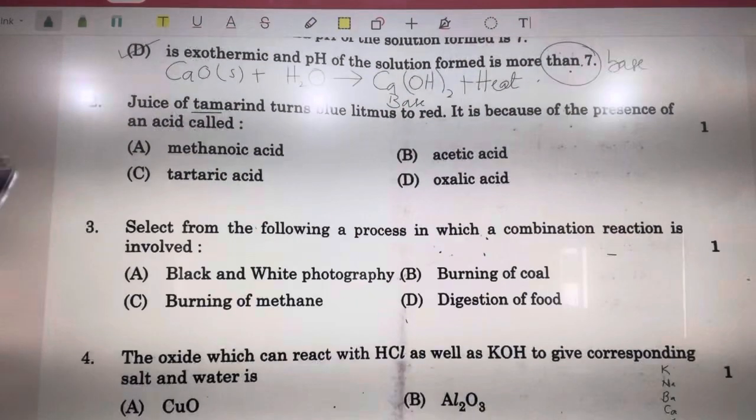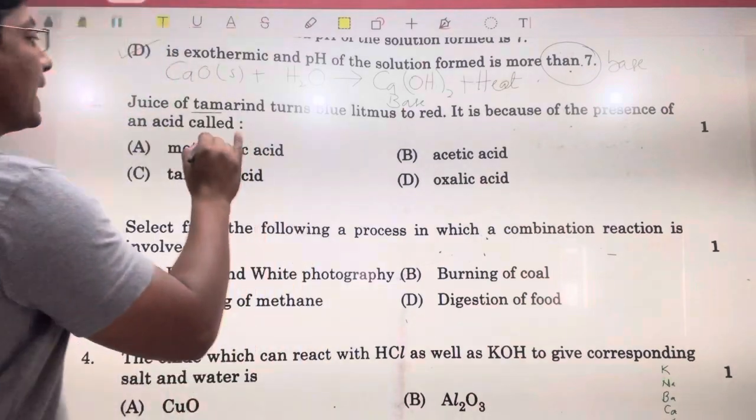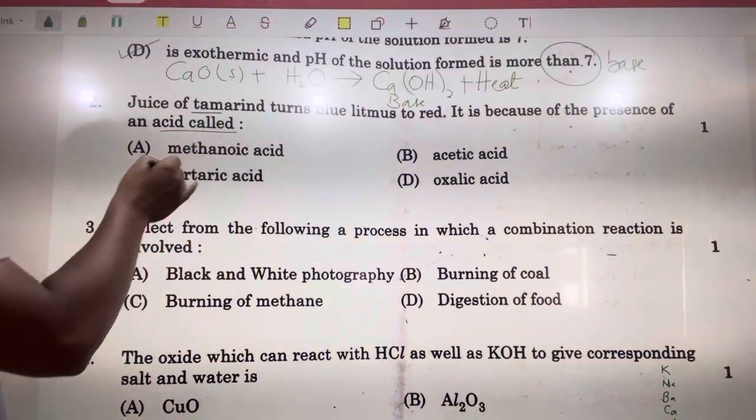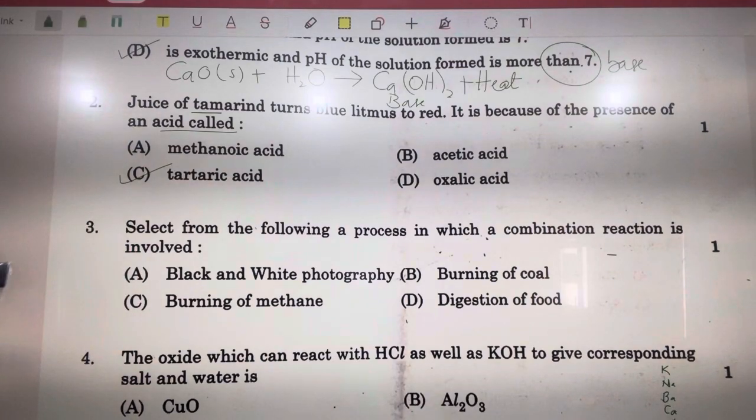Then the second question is: juice of tamarind turns blue litmus to red. It is because of the presence of an acid called... So we know that the acid present in the tamarind is tartaric acid. So therefore option C is the correct option.